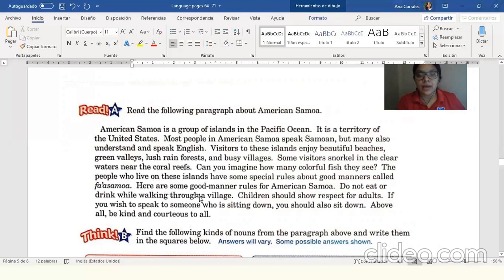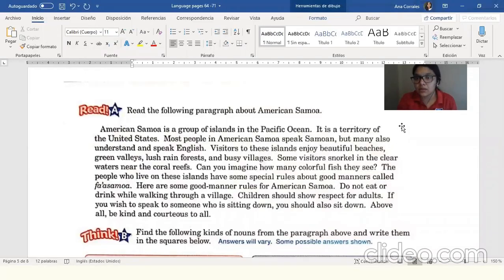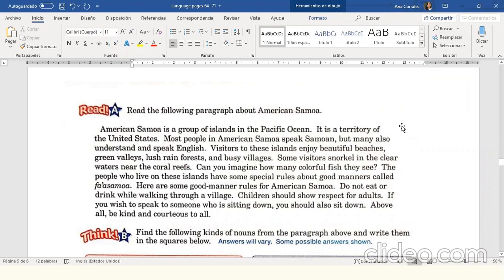Here are some good manners rules for American Samoa. Do not eat or drink while walking through a village. Children should show respect for adults. If you wish to speak to someone who is sitting down, you should also sit down. Above all, be kind and courteous to all. They are very, very strictos, right? Okay, my computer is se está descargando. Wait a second.